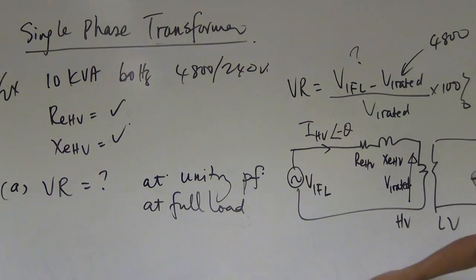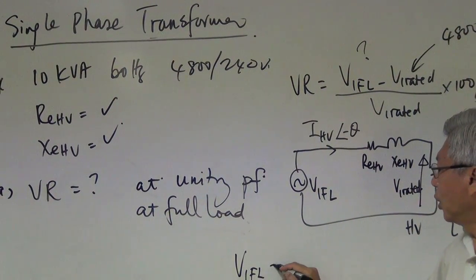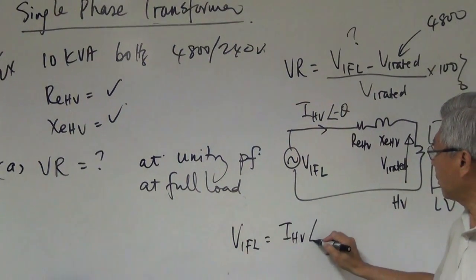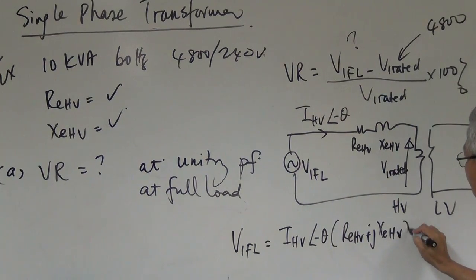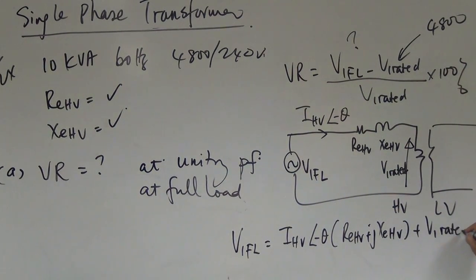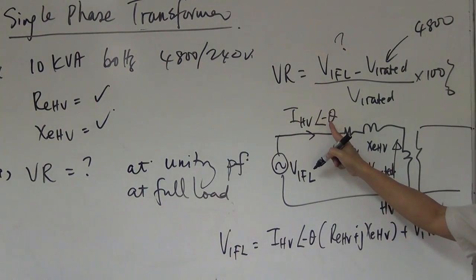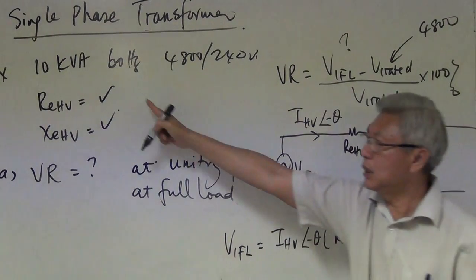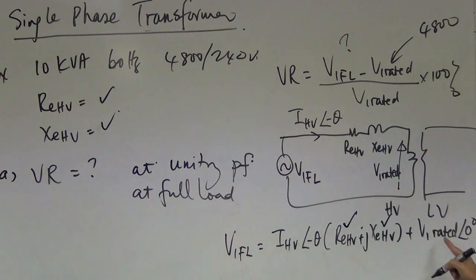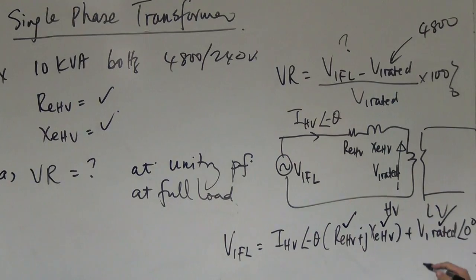So we have to write a Kirchhoff's voltage law equation for the primary circuit. V1 full load is equal to I high voltage at minus theta, times bracket REHV plus J XEHV, plus V1 rated at 0 degree. We make V1 rated the reference, 0 degree, so the current is lagging behind the voltage. Inductive circuit: current lags voltage. The question gives me these two values, and I know V1 rated is 4800.